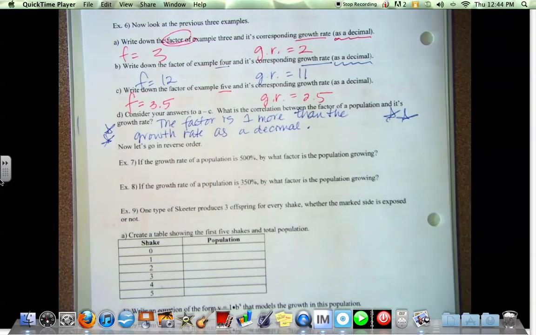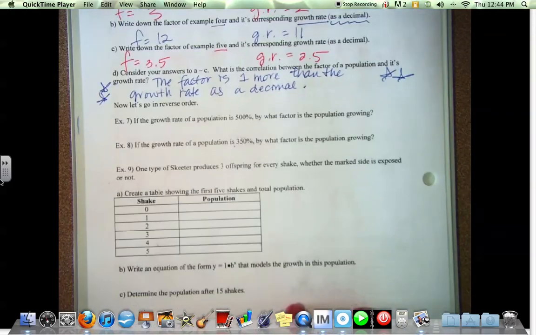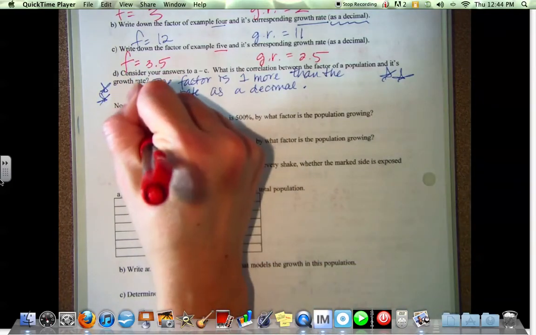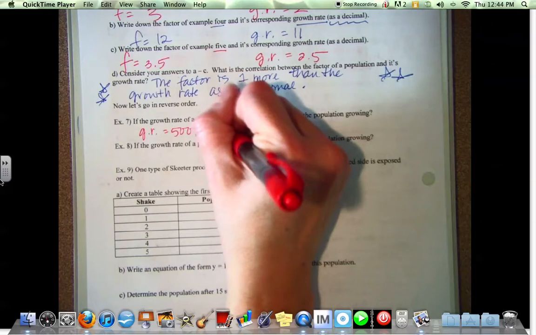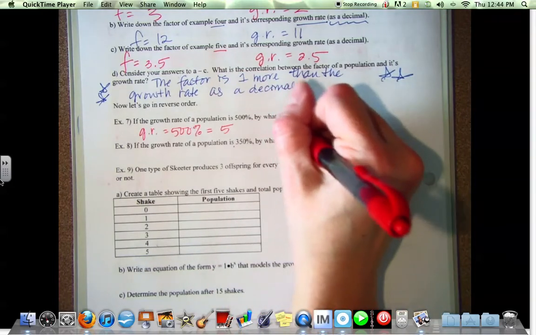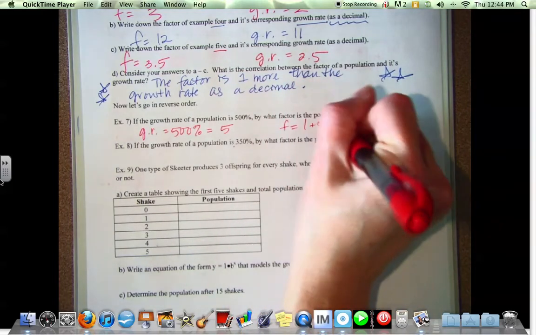We're going to be looking at different populations. We're going to be looking at money. I'm going to give you an equation sometime, and you guys are going to be able to determine what the growth rate is, what the factor is, going back and forth, because of this relationship. Now let's go in reverse order. If the growth rate of a population is 500%, by what factor is the population growing? Growth rate is 500%, which is 5 as a decimal. So the factor is 1 plus that, which is 6.